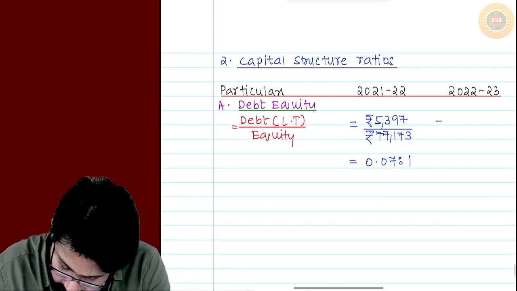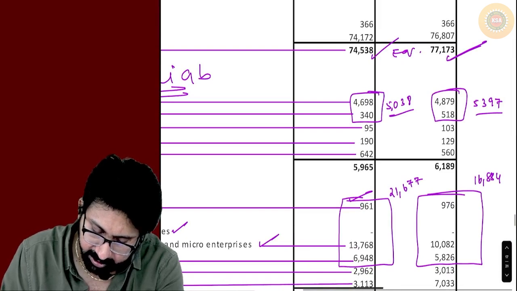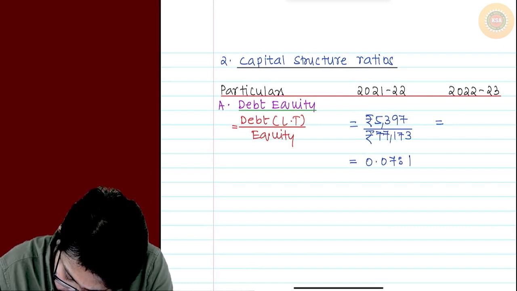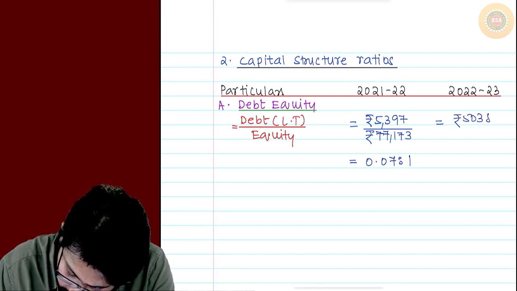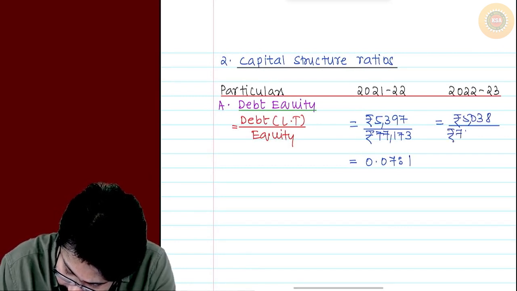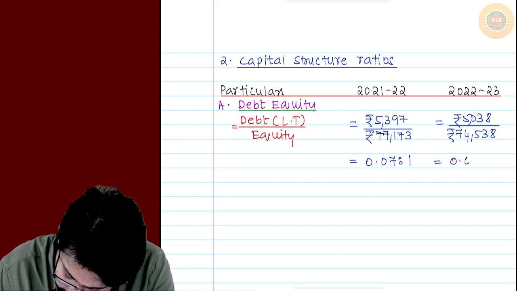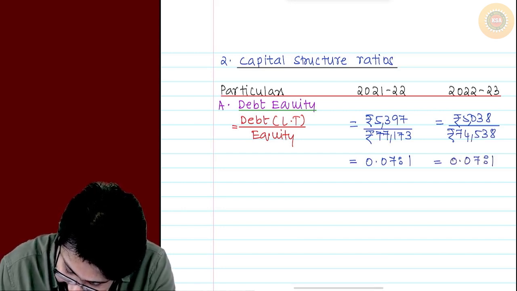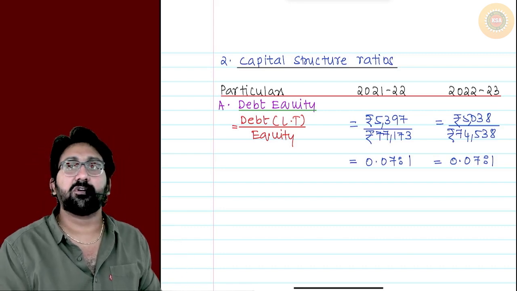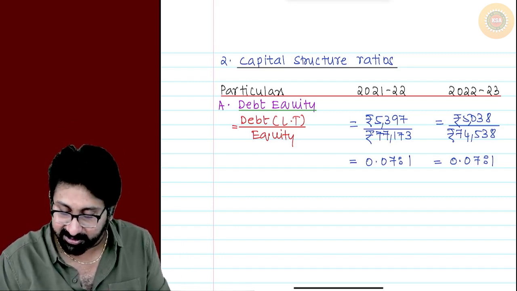Next, the other side of the story also, please analyze, everyone. Take calculator. 5038 by 74,538. 5038 divided by, how much is it? Look how they are managing. That means they are not going beyond that ratio of 0.07:1.